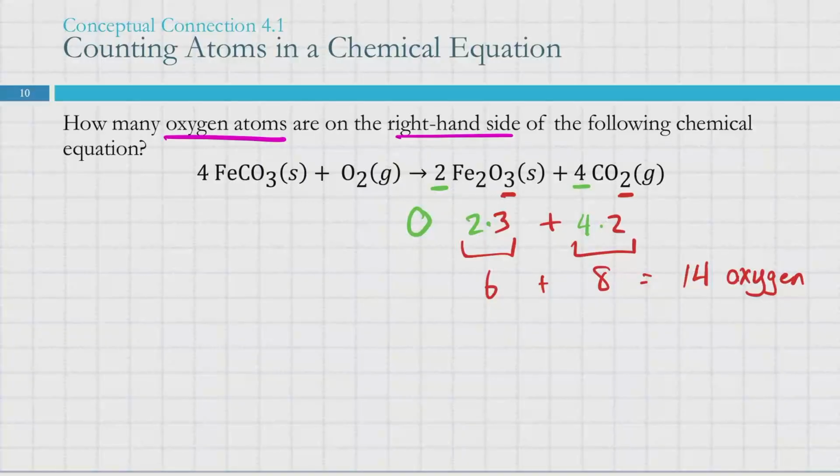And we have to do that for all of the chemicals, however many elements we have on the left side and on the right side. Counting them up, making sure that they're equal.